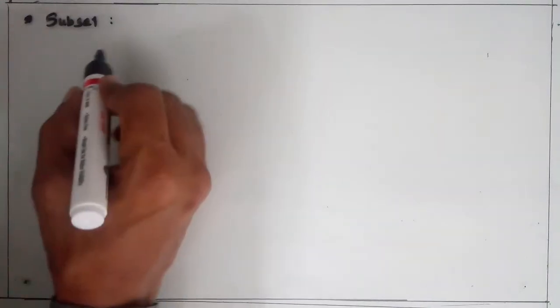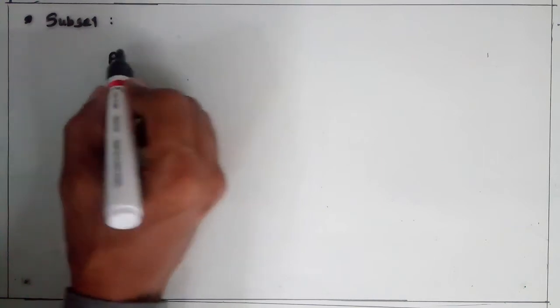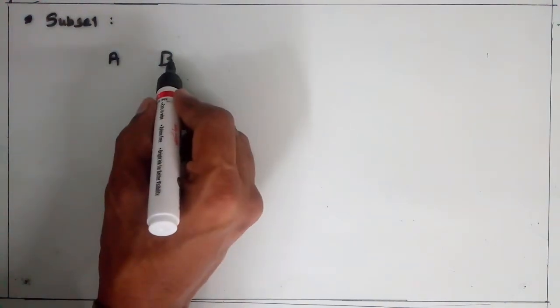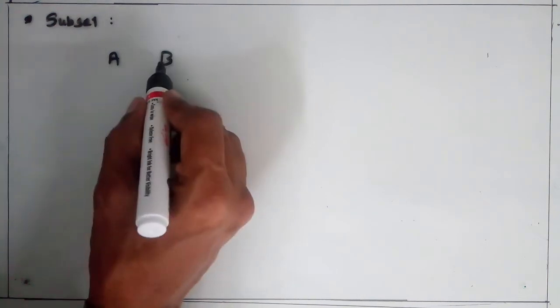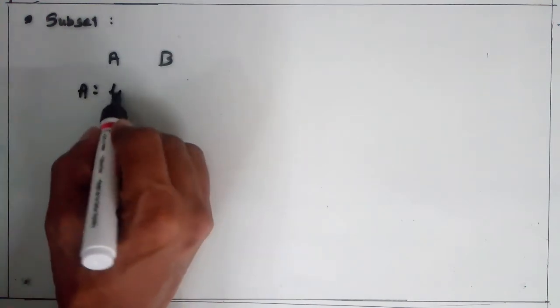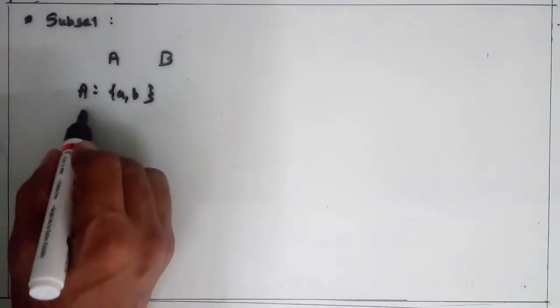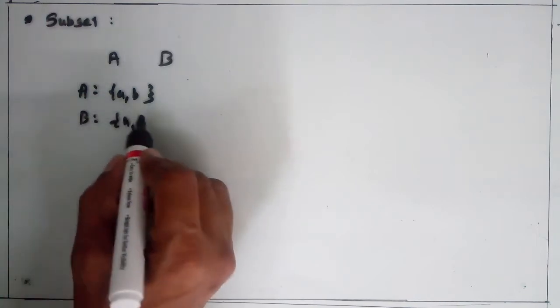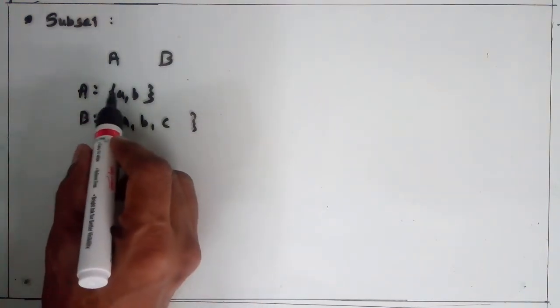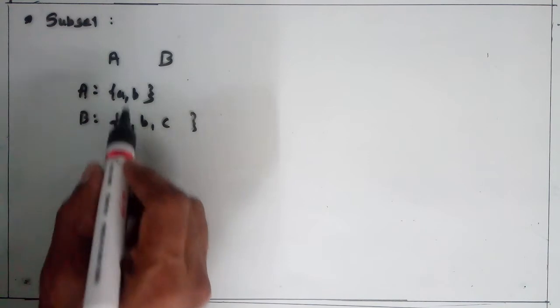Friends, now here we discuss a subset. Remember this: for given sets A and B, if every element of A is also an element of B, then A is called a subset of B. For example, if we take A = {a, b} and set B = {a, b, c}, here in this case every element of A is also an element of B.